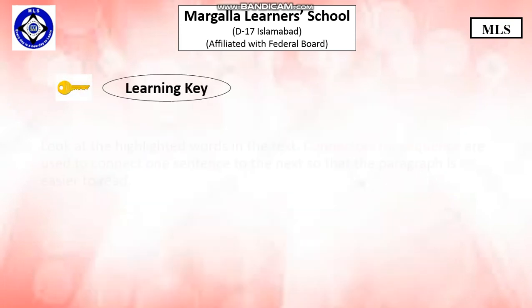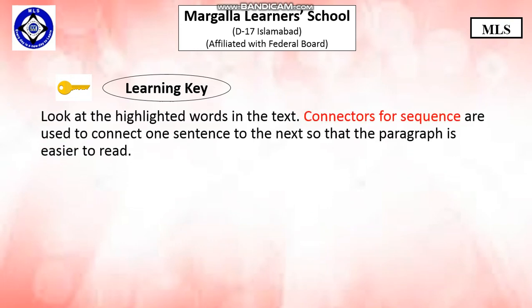I want you to read this passage again and look at the highlighted words in the text. Connectors for sequence are used to connect one sentence to the next so that the paragraph is easier to read.